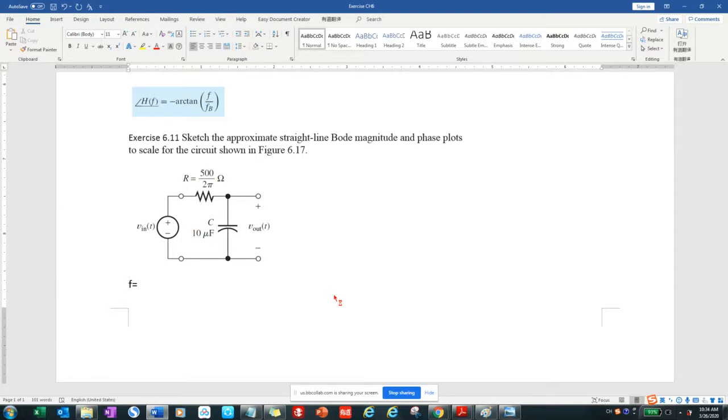So you plug in the values: 1 over 2 pi, multiplied by R, which is 500 over 2 pi, then multiplied by 10 to the negative 6, this is 10 microfarad. Then you do the calculation, and the frequency will be 1000 Hertz. This is our break frequency. The break frequency FB is 1000 Hertz. Then based on this break frequency, we can figure out the Bode plot.